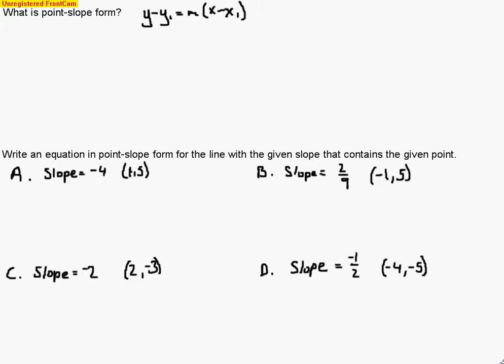Today we're going to write an equation in point-slope form for the line with the given slope that contains the given point. So first thing we need to know is, what is this thing they call point-slope form? Well, here it is. It's right up next to that question, and it's y minus y1. So the difference of the y values equals the slope multiplied by the difference of the x values.